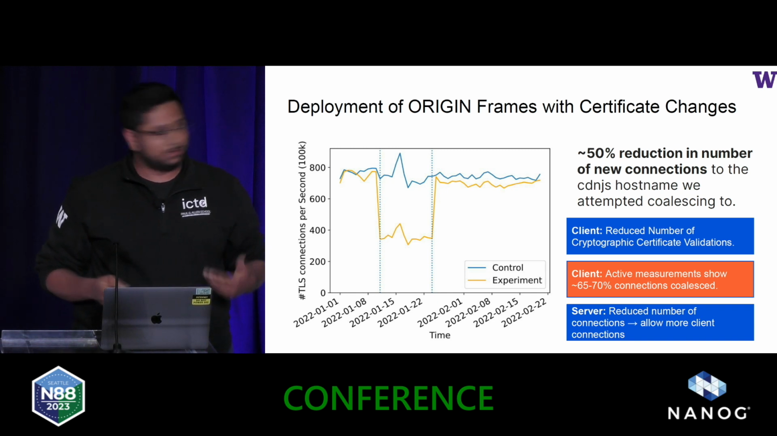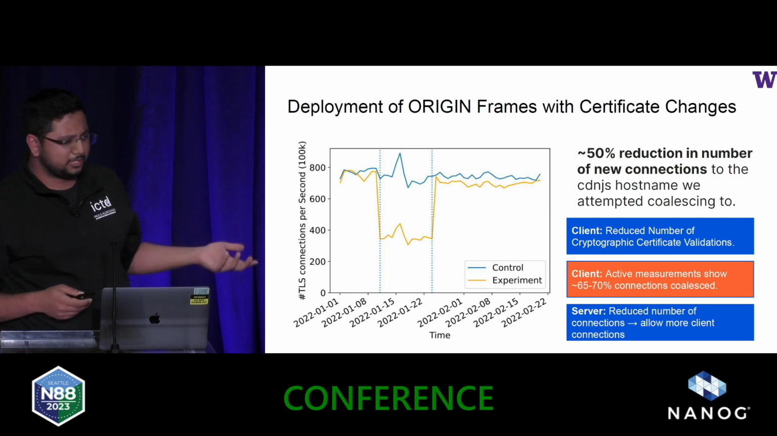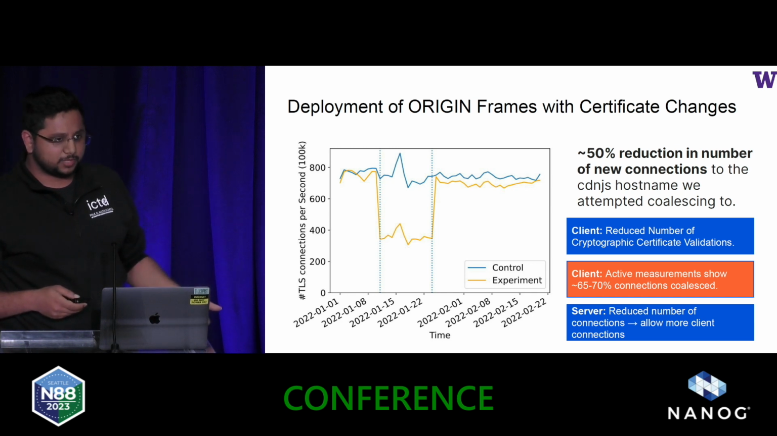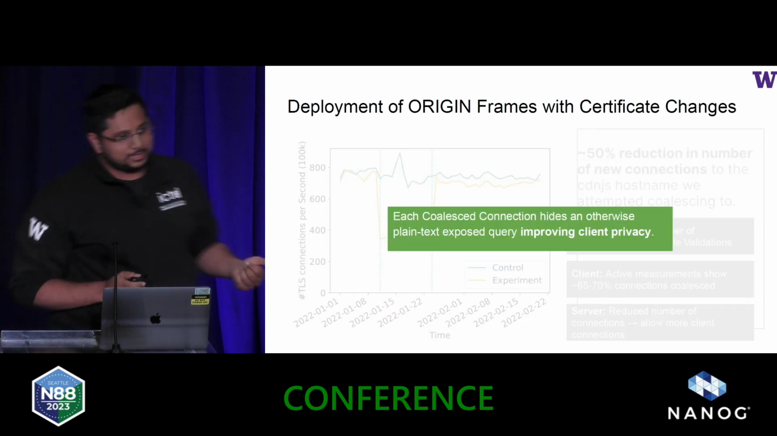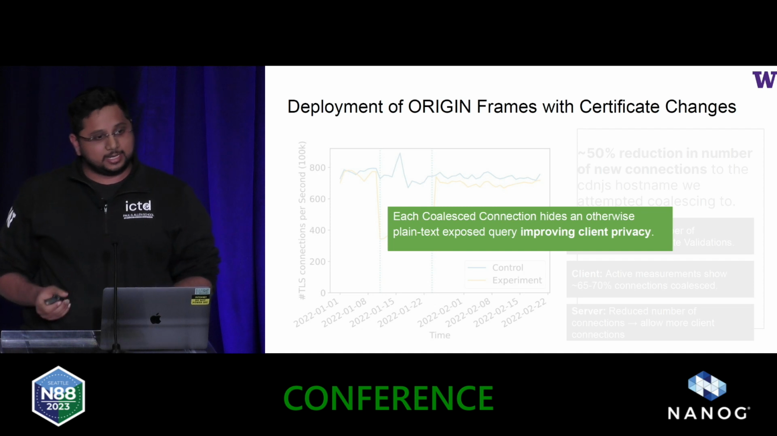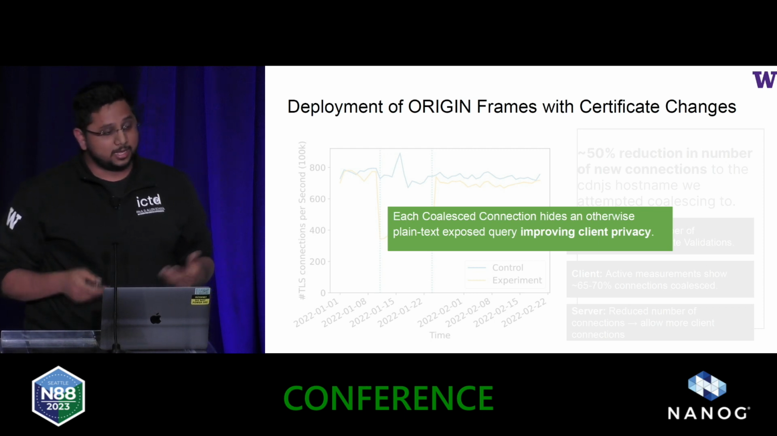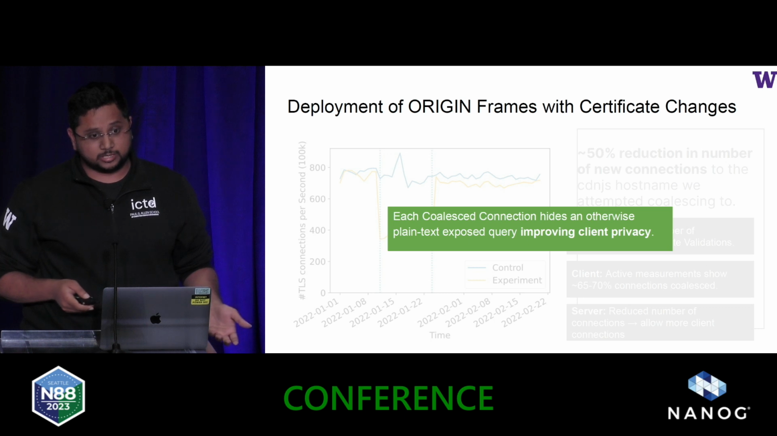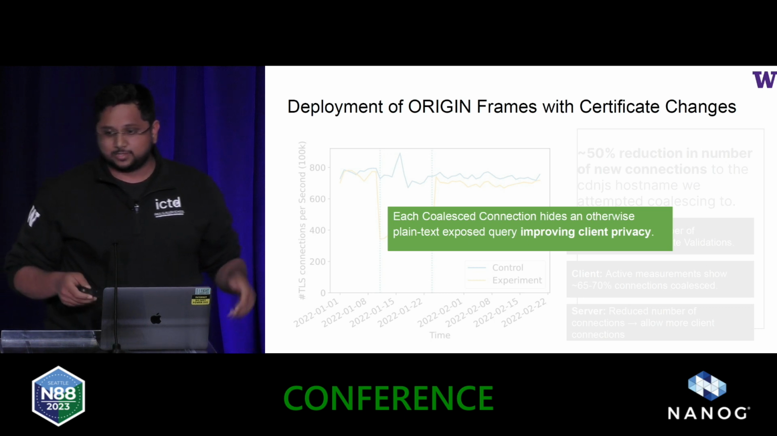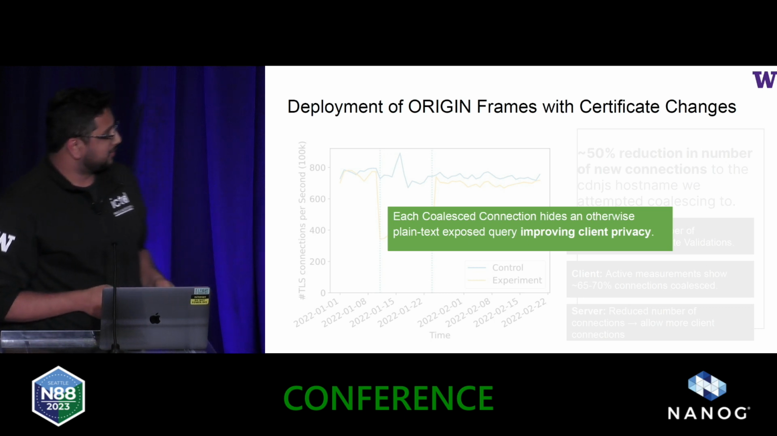This also reduces the amount of cryptographic overhead that clients and servers need to incur. But the most important bit of it all is that every coalesced connection reduces the ability of network adversaries to fingerprint what could otherwise be plain text SNI information in the TLS handshake. So this improves client privacy.